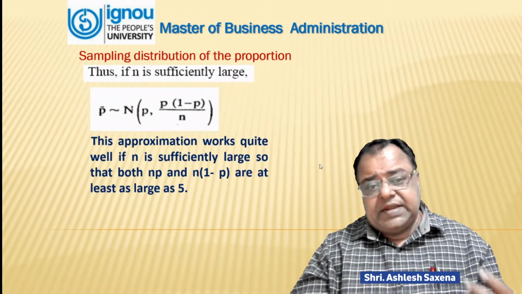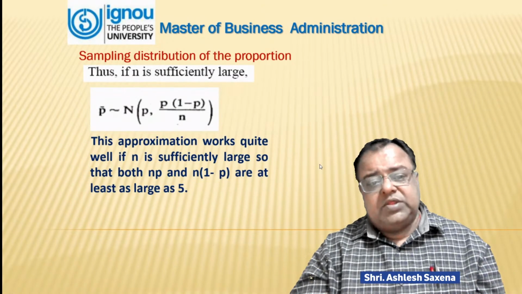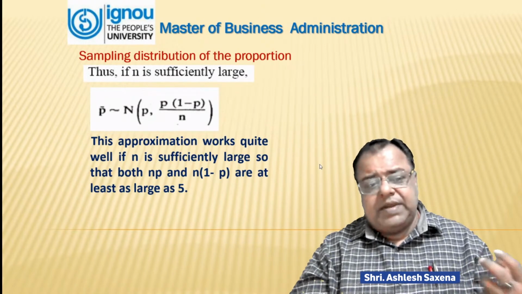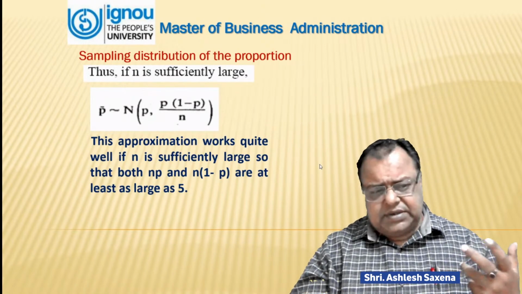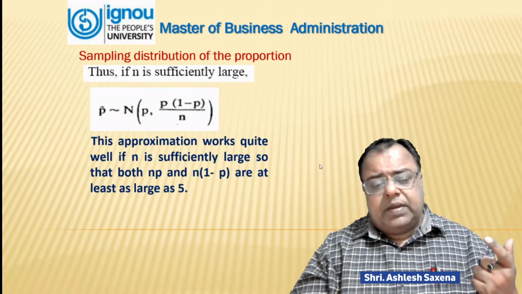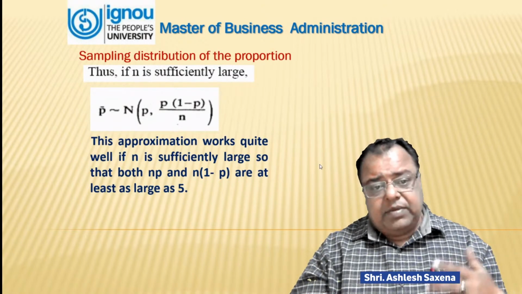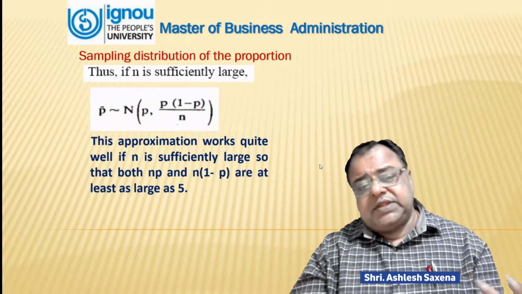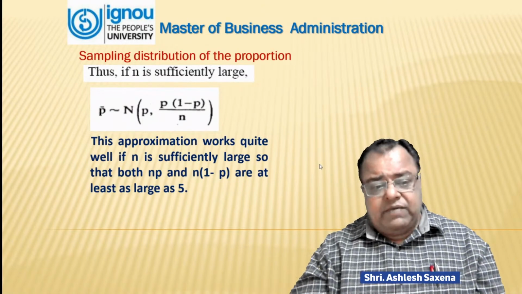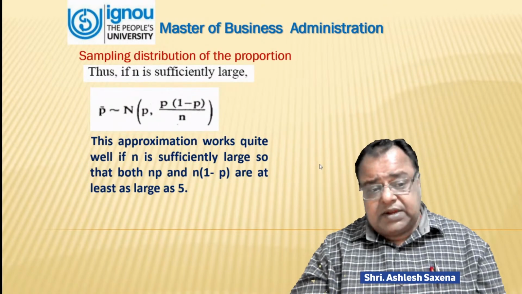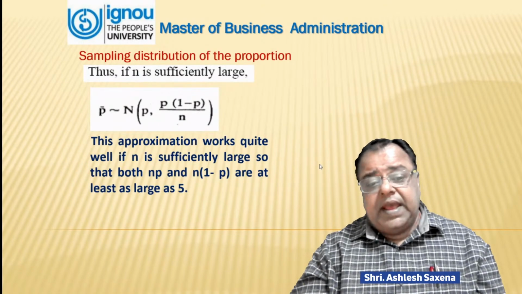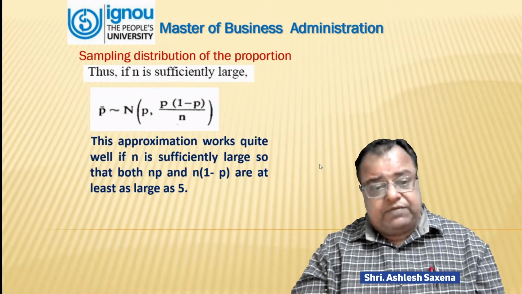If n is significantly large, we can say that the sample proportion p dash is approximately normal with mean p and variance pq upon n, where q is 1 minus p. This approximation works quite well if n is sufficiently large, so that both np and nq are at least as large as 5.